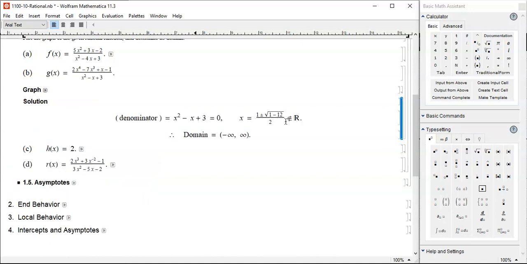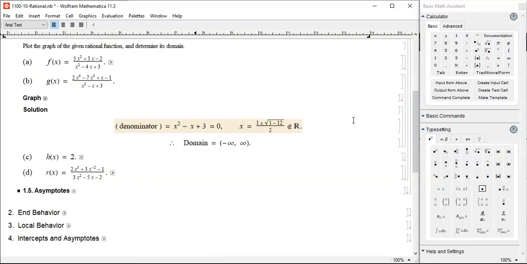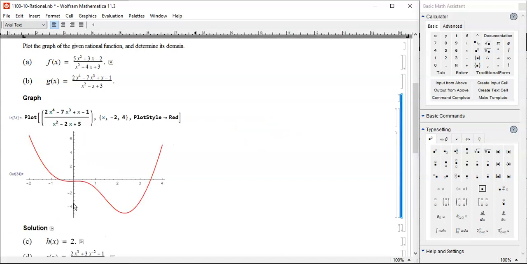And here's the domain. Set the denominator equal to 0, and you get a negative number inside the square root. This cannot be factored, so you can use the quadratic formula, and you get a negative number inside the square root. That can't be real. So there is no real number that makes this denominator equal to 0. So we have the entire real number line from negative infinity to positive infinity. One interval, corresponding to one curved piece.